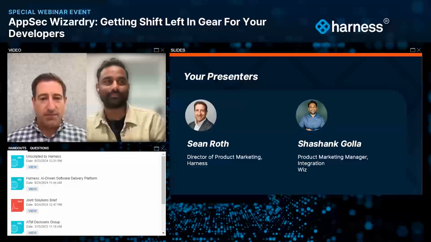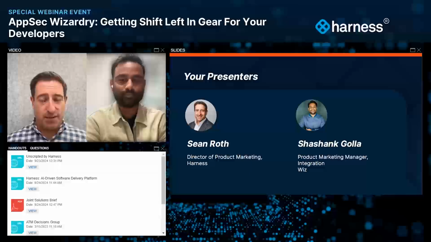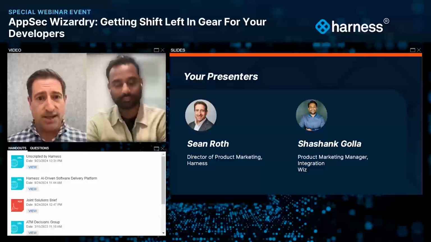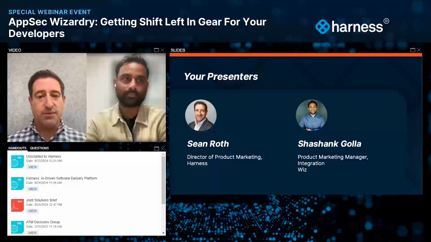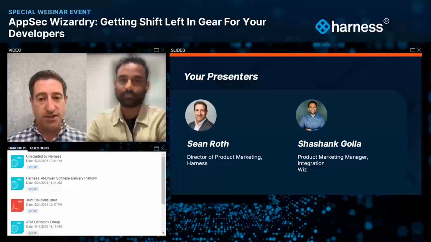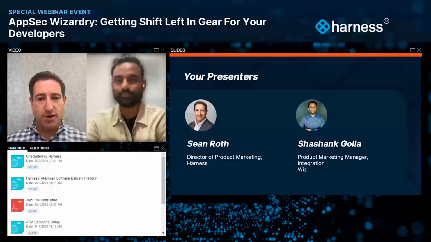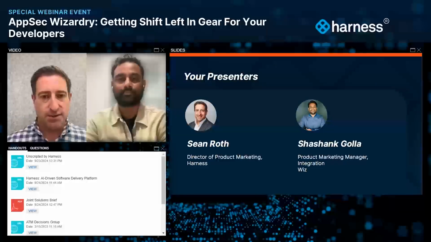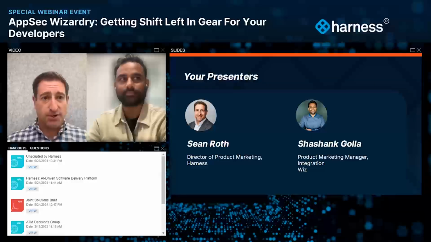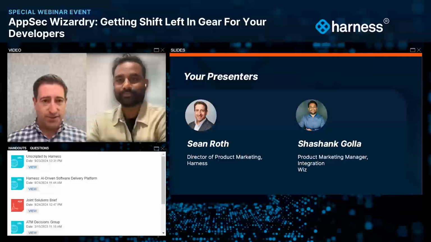So a quick intro for myself. I'm Director of Product Marketing here at Harness, and my area of responsibility is our secure software delivery products. That includes our shift left security module called STO, and also our supply chain security solution. Shashank, you want to give an intro of yourself?